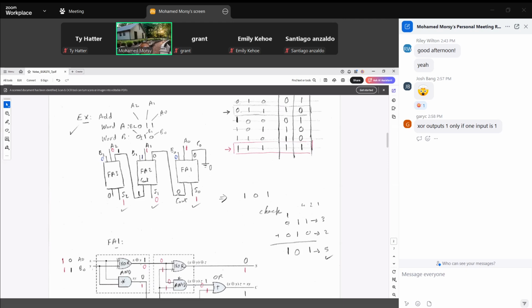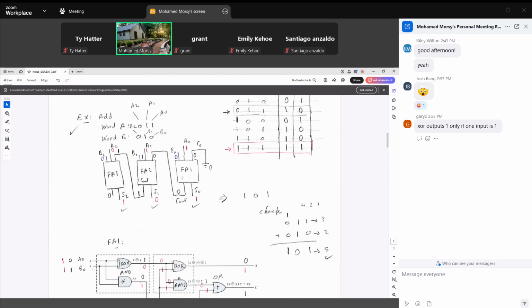Word B is 0, 1, 0. So B0 is 0, the least significant bit. Please note, we read from the first bit on the right and the last one on the left. The first one on the right is called the least significant bit, or LSB. The last one on the left is called the MSB, or most significant bit. So B0 is 0, B1 is 1, and B2 is 0. So we put the inputs, and now we look at the output.